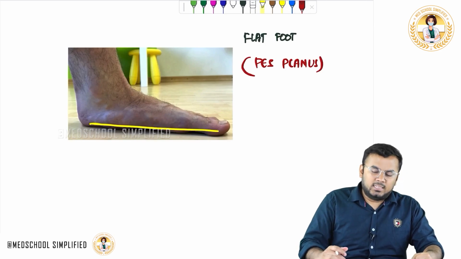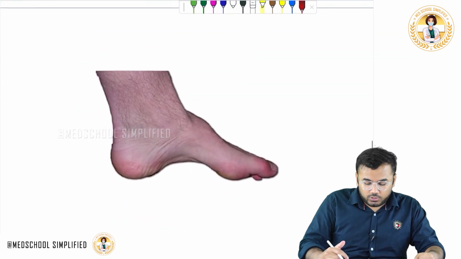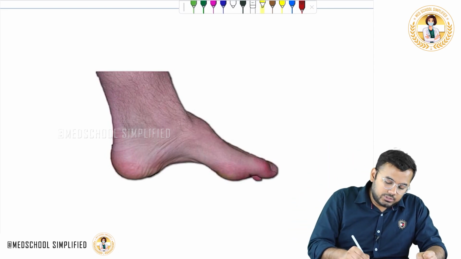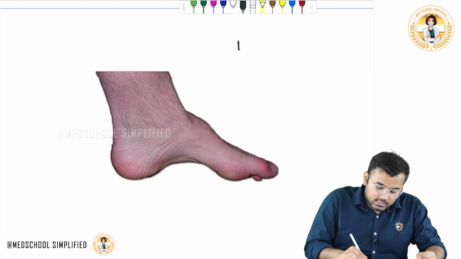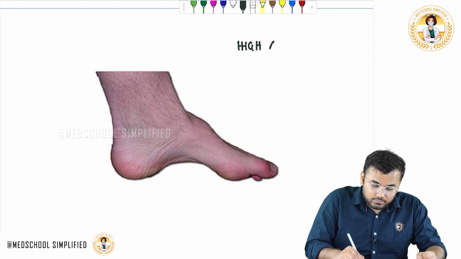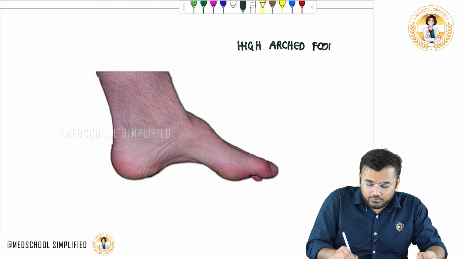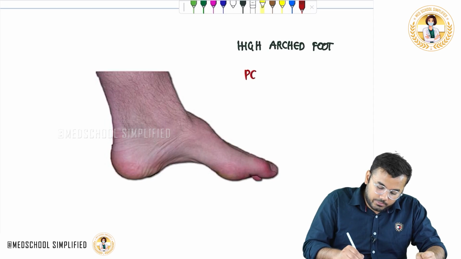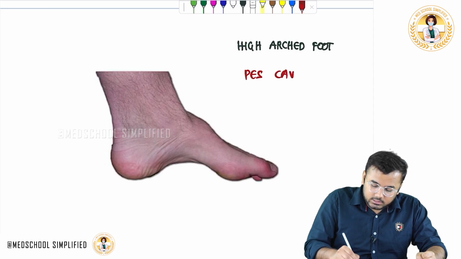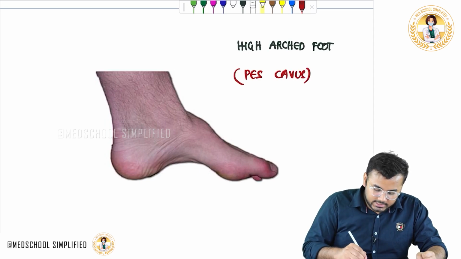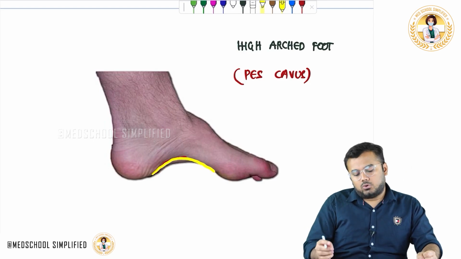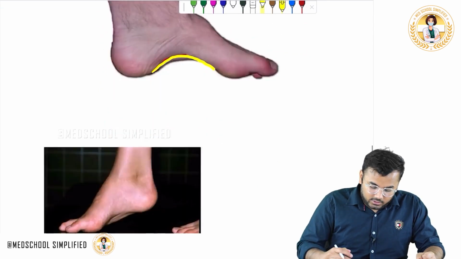Now the second important thing is this foot, where you can see an arch, but this arch is very high, right? Such a foot is called a high arched foot, and this is called pes cavus. Why is it called cavus? Because it is like a cave over here, right? So this looks like a cave. So this is called pes cavus or high arched foot.